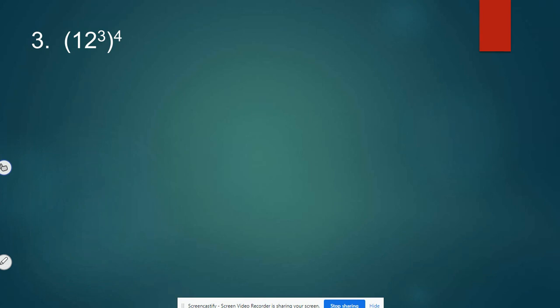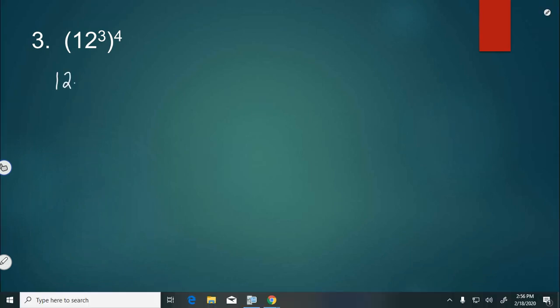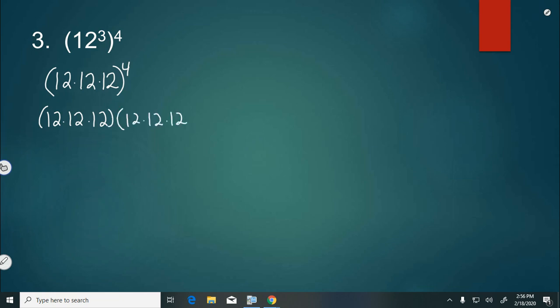Let's try another one. Number 3. So now this is saying do 12 to the third to the fourth. So that's like 12 times 12 times 12 times 12. Oh, I put in an extra 12. Times 12 times 12 and so on, out to twelve 12s. So I've got 3, 6, 9, and 12 12s. So that's 12 to the 12th.